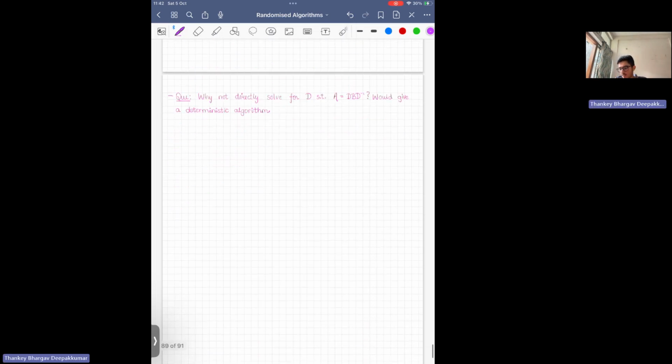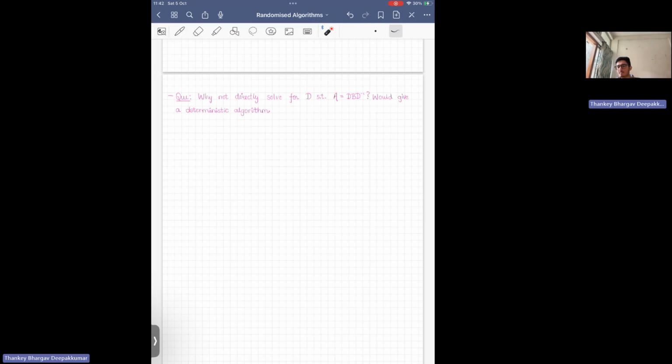So now let's look at the third question. So we encountered this question while giving a randomized algorithm to check if two matrices are similar. And recall that two matrices A and B are similar if there exists an invertible matrix D, so that A equals D B D inverse. Okay.